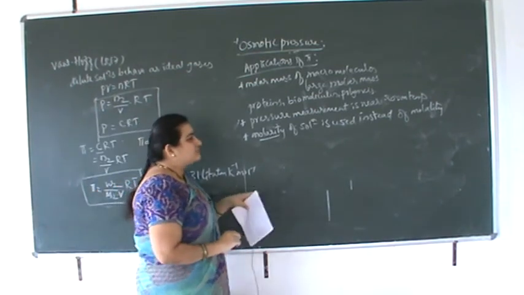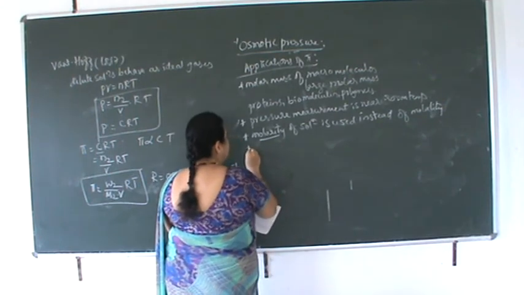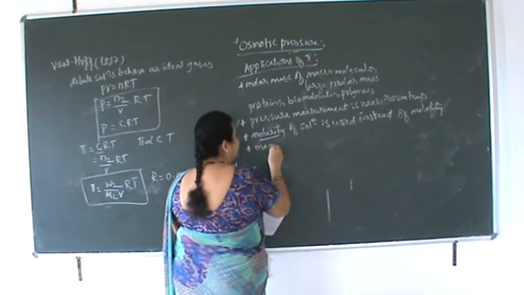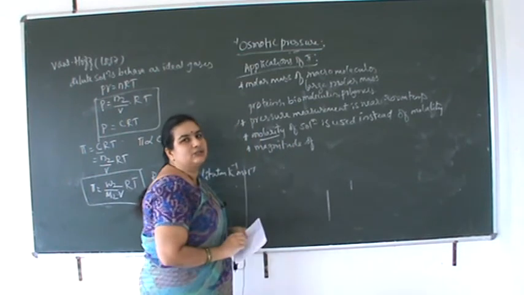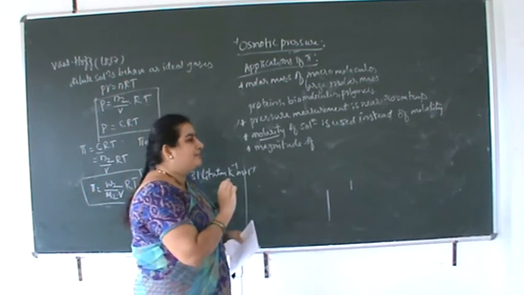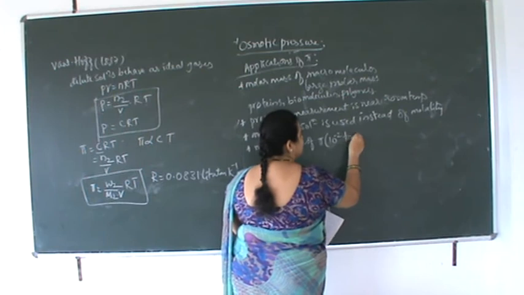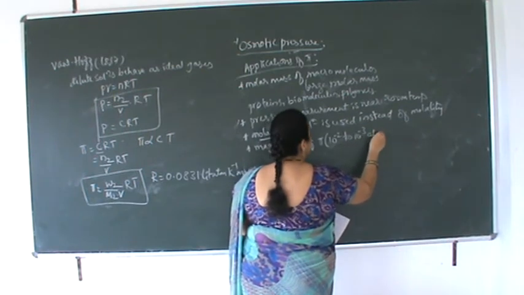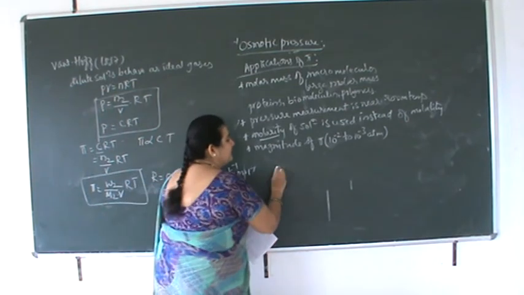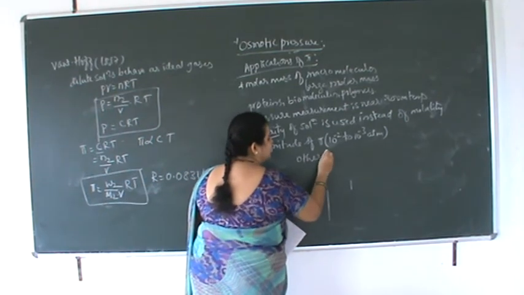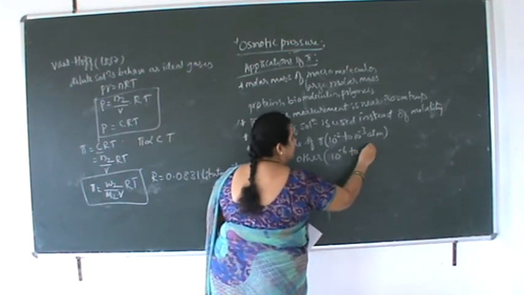Then the fourth point: if we calculate the magnitude of all the four colligative properties, then the magnitude of pi is of the order 10 raised to minus 2 to 10 raised to minus 3 atmospheres, whereas the magnitude of the other properties will be 10 raised to minus 6 to 10 raised to minus 10.